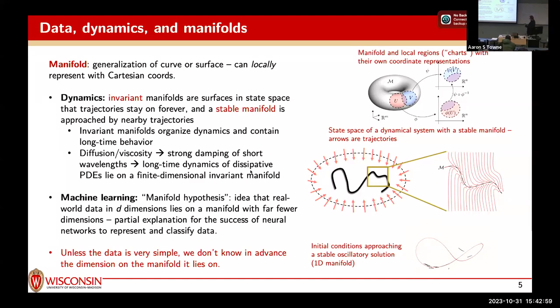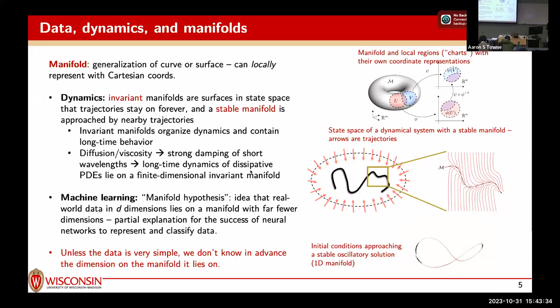And then this is just a little system of three differential equations that has, at long times, a stable oscillation, which in state space is just a limit cycle, just a closed curve. And I've shown a bunch of initial conditions that just collapse down onto that closed curve, which is a one-dimensional manifold. So locally, you can represent that with one Cartesian coordinate, all right? So we're going to use machine learning tools to represent these manifolds and the dynamics on them.